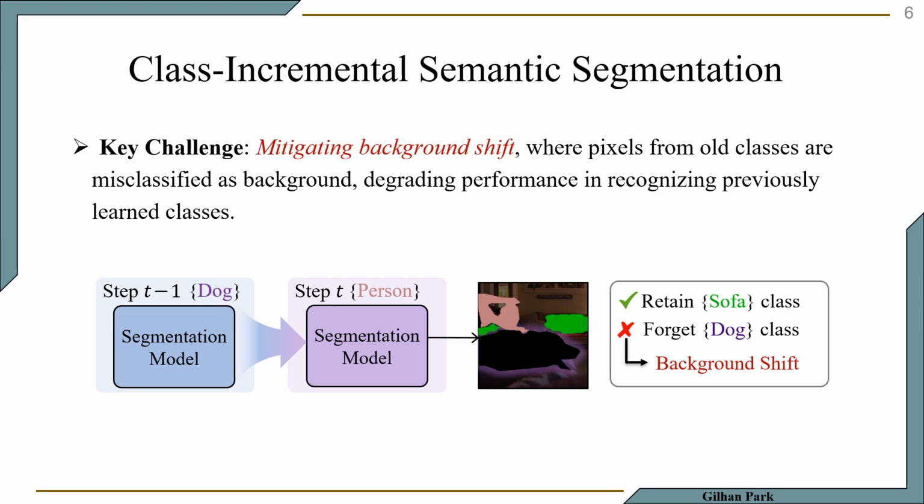As a result, the model starts to treat these important pixels as if they are not important, leading to confusion between new classes and the background. If we don't fix this, the background shift can get worse as a model learns more new classes. For example, while the model might learn a new class like sofa well, it could begin to forget the old dog class, thinking that the dog pixels are parts of the background.